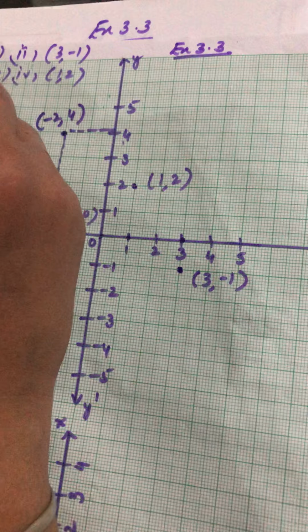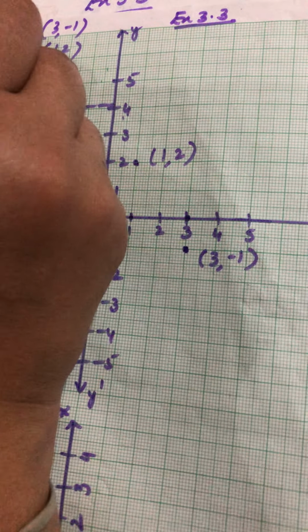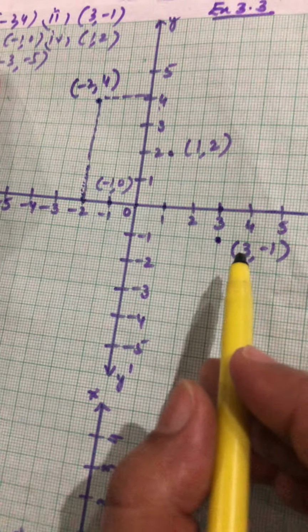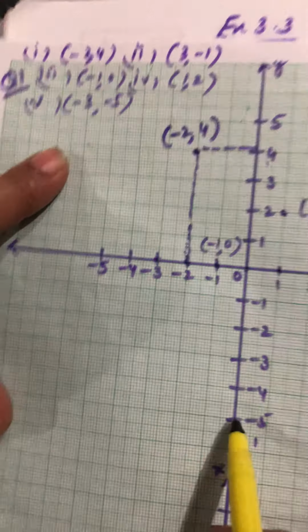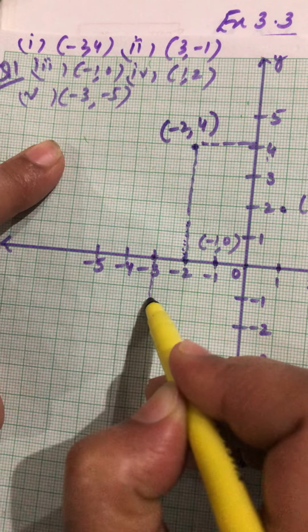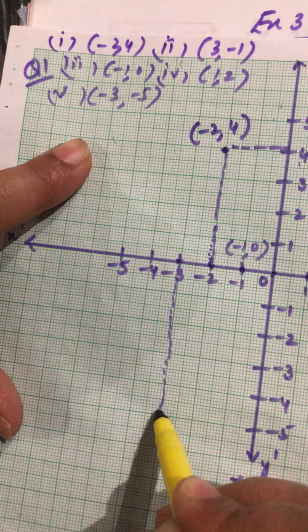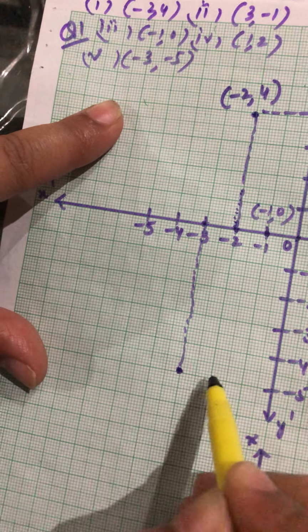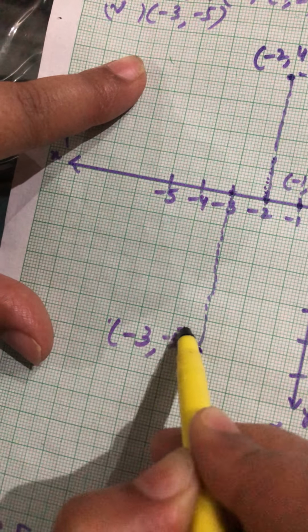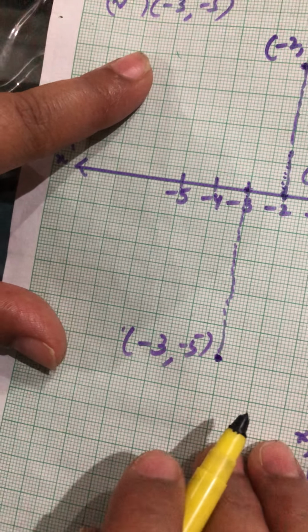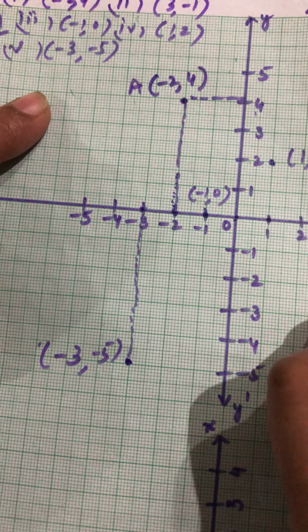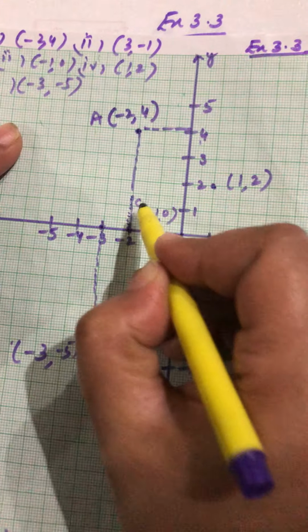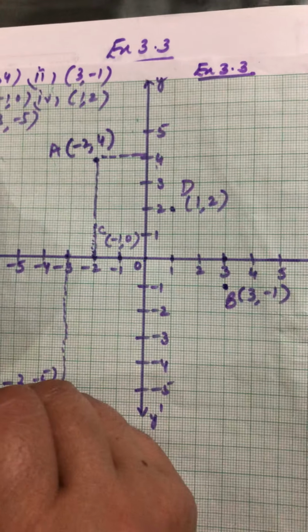And the last one is (-3, -5). (-3, -5) means x should be -3 and y should be -5. So here is x = -3, and going downward parallel to the y-axis it will stop here at -5. So this is (-3, -5). This is how we can plot these points, and you can name them A, this is B, this is C, this is D, and this is E.